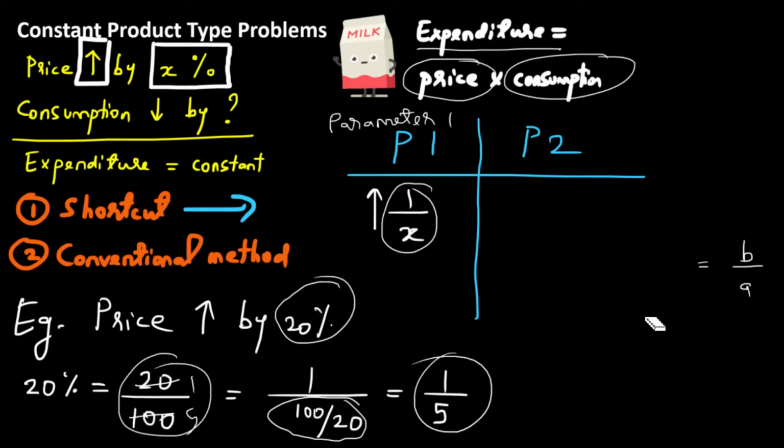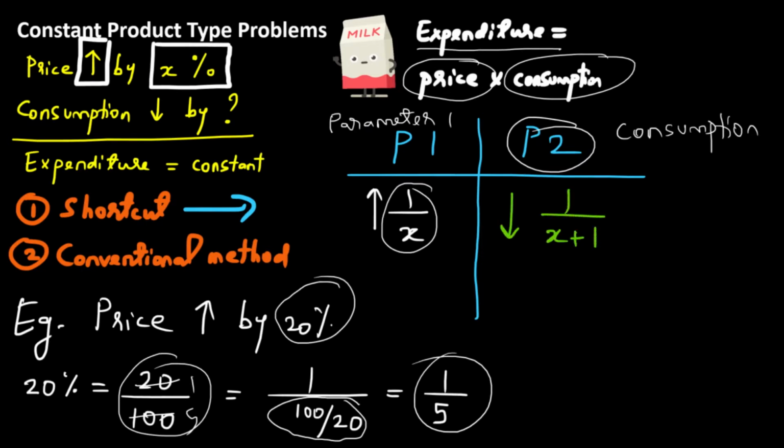Alright. Now, if you can do this very quickly and with practice, you'll be easily able to do that. So the price increased by 20%. Now we've converted 20% into 1 by 5. In that case, the parameter 2, in this case that's consumption, right? Consumption is the parameter 2 in this example which we are dealing with. That parameter has to be decreased by 1 by x plus 1.